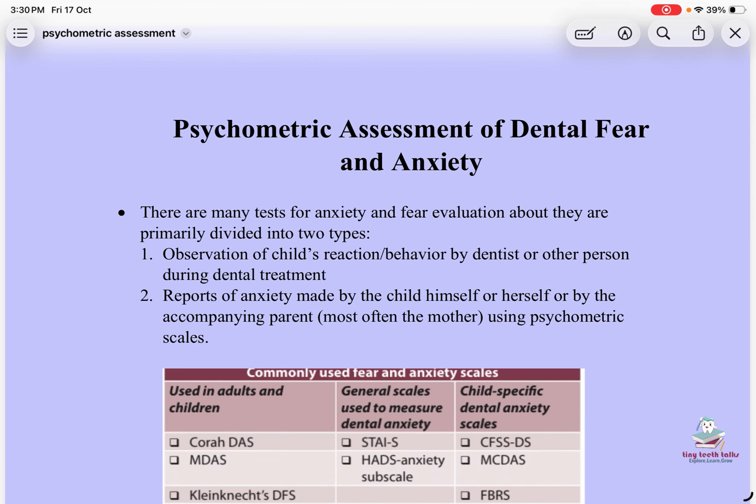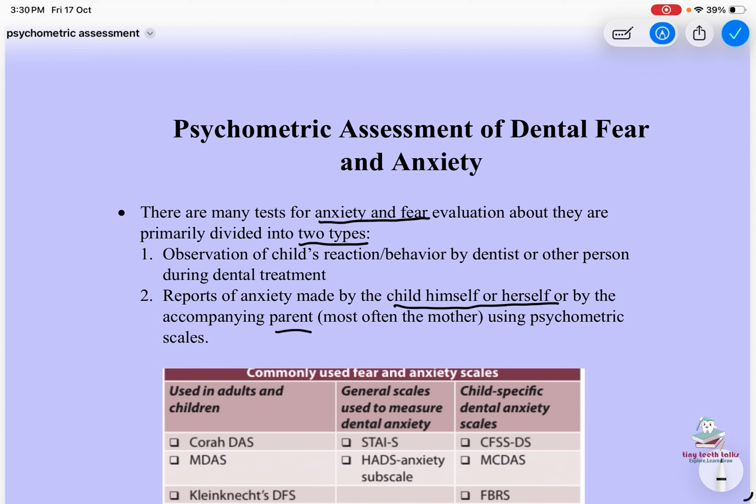There are many tests for anxiety and fear evaluation. They are primarily divided into two types. First is observation of the child's reaction or behavior by the dentist or other person during dental treatment, and second is reports of anxiety made by the child himself or herself or by the accompanying parent, most often the mother, using psychometric scales.